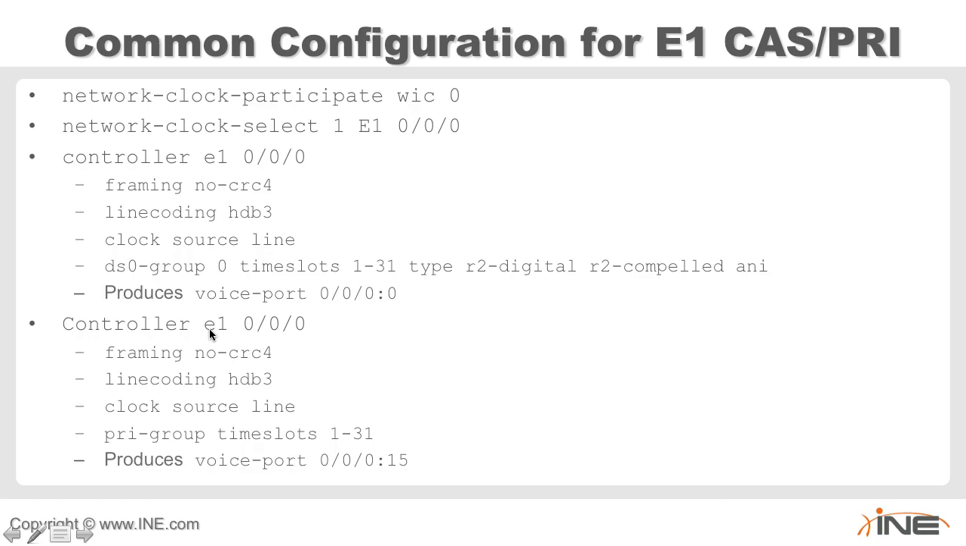And then very similar to a T1, PRI group time slots 1-31. And this is actually segmented for me. It'll say 1-15, 16, 17 through 31. Okay, because that 16, counting non-canonically beginning with 1, or counting canonically beginning with 0, 15, that is going to be the D channel or the signaling channel. So it produces the voice port 0/0/0:15.